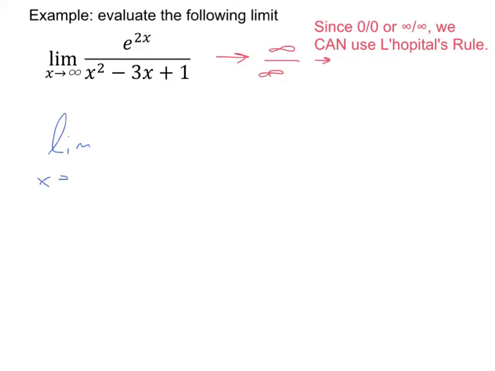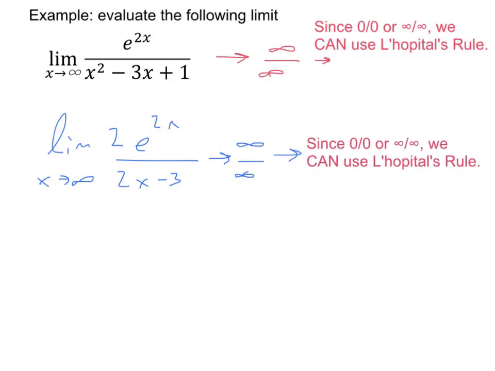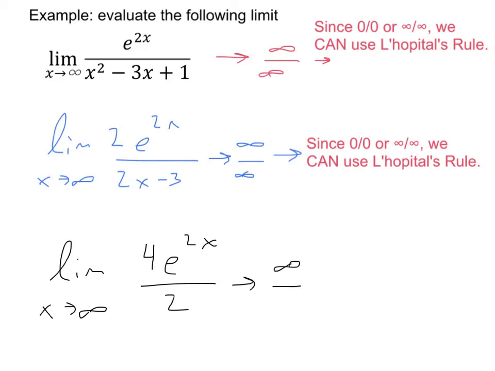The limit as x approaches infinity of 2e to the 2x over 2x minus 3. This is still approaching infinity over infinity, which means I can still use L'Hopital's rule. So one more time, I'll take the limit as x approaches infinity of 4e to the 2x over 2. And again, we could simplify that, but it doesn't really matter because this ends up being infinity over 2. And infinity over 2 is approaching positive infinity.